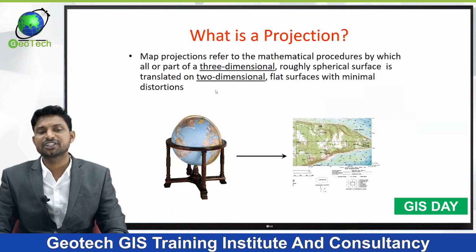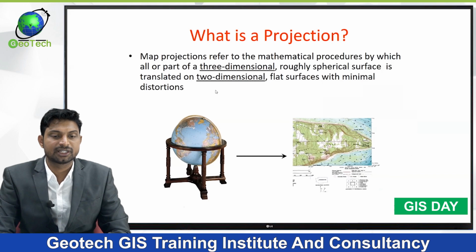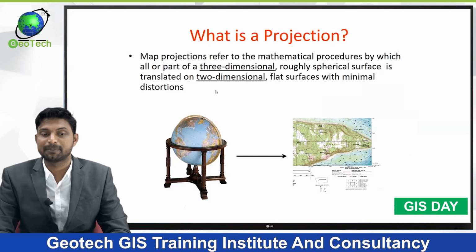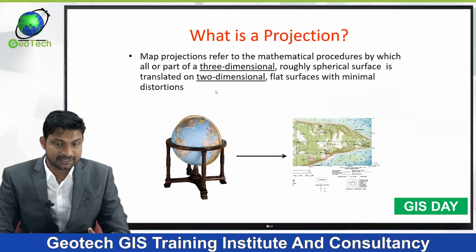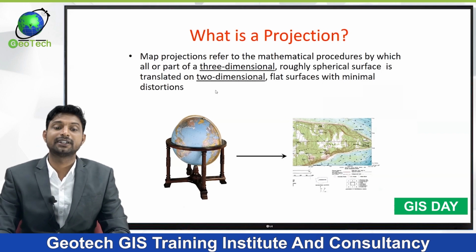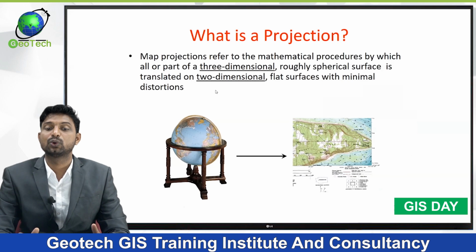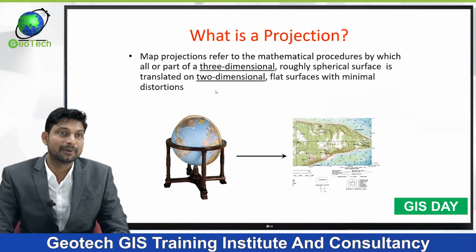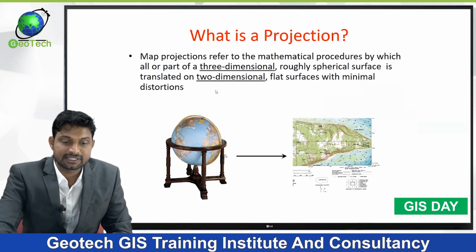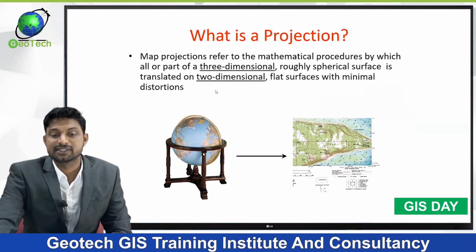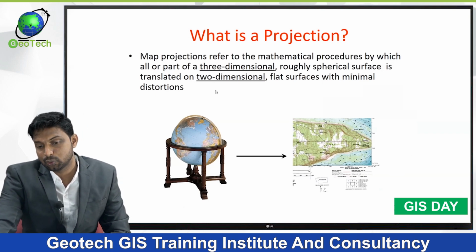So what is a projection? Map projection refers to the mathematical procedure by which all or a part of a 3-dimensional, roughly spherical surface is translated onto a 2-dimensional, that is a flat surface, with minimal distortion. Now you can see this image. Here is a 3-dimensional surface. We have converted it into 2-dimensional.